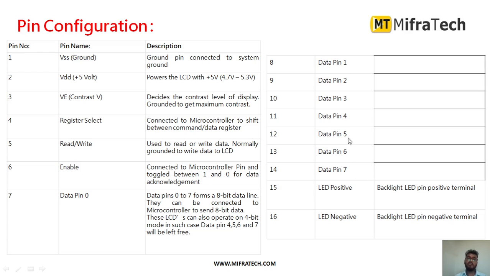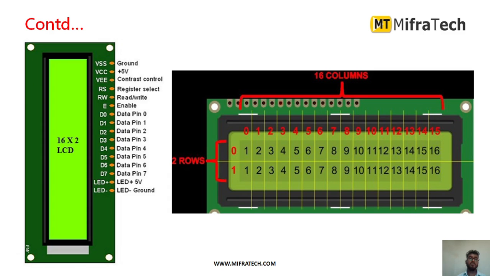After all these 8 data pins, next we have LED positive and LED negative. This is in order to turn on the backlight. Here for LED positive we have to provide a power supply in order to turn on the backlight, and LED negative we have to connect to the negative or ground terminal of the microcontroller. So these are the different 16 pins present in the 16x2 LCD display module.